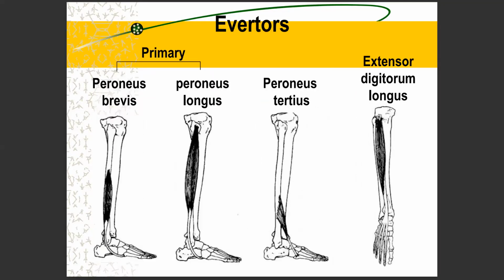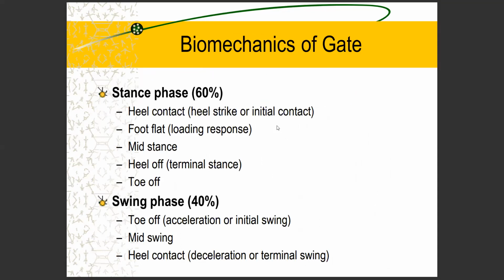The primary everters are the peroneus brevis and the peroneus longus, while the peroneus tertius and extensor digitorum longus also help these two muscles during eversion of the foot.